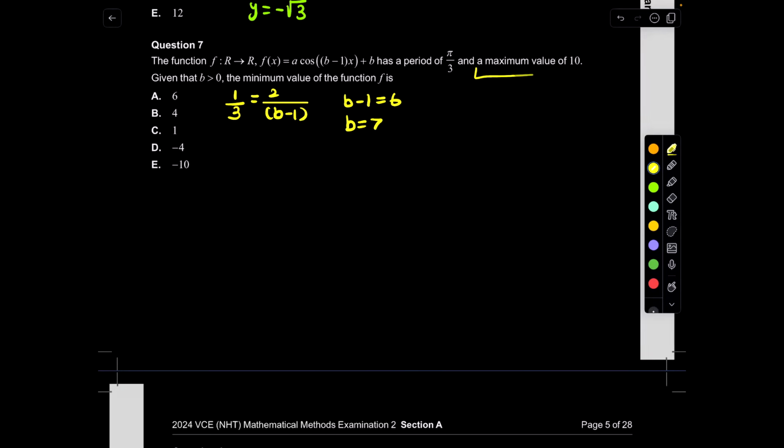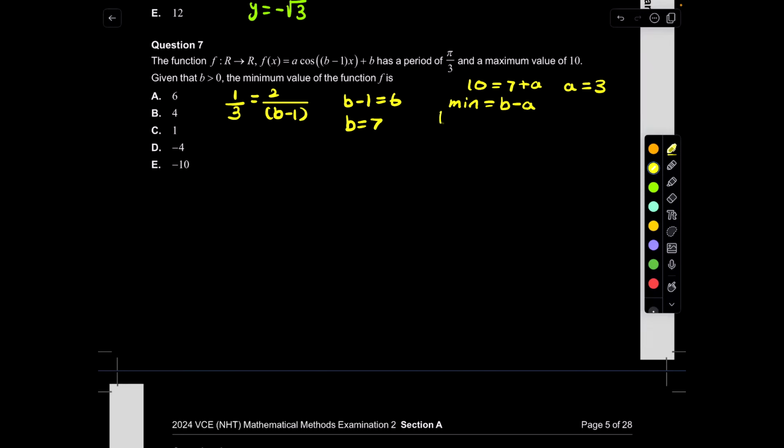But we also know that the maximum value occurs at 10. Now, how do we find the maximum value? It's quite easy. It's just b plus a. So your maximum value is b plus a. And our minimum value should be b minus a. It's the range. And so if we know this max value here is 10, and we know already b is 7, a has to be equal to 3. So we basically have a equals 3 and b equals 7.